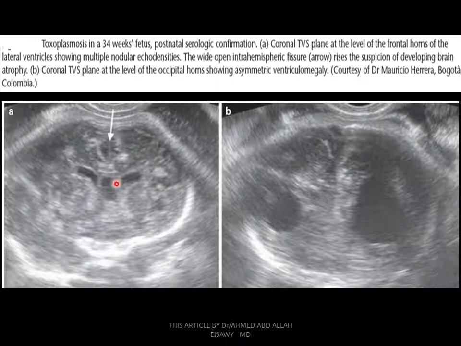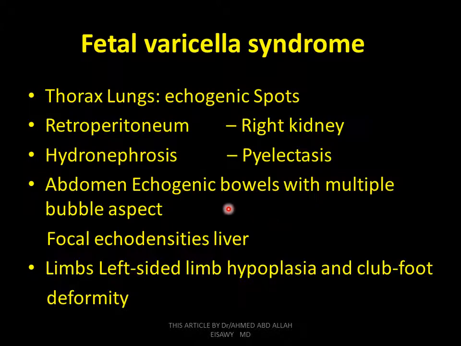Coronal transvaginal scan at the level of the frontal horn of the lateral ventricle shows multiple nodular echodensities. Multiple nodular echodensities. Wide open interhemispheric fissure, raising suspicion of developing brain atrophy. This coronal image at the level of the occipital horn shows asymmetric ventriculomegaly, with this side a larger ventricle than the other. This is toxoplasmosis.